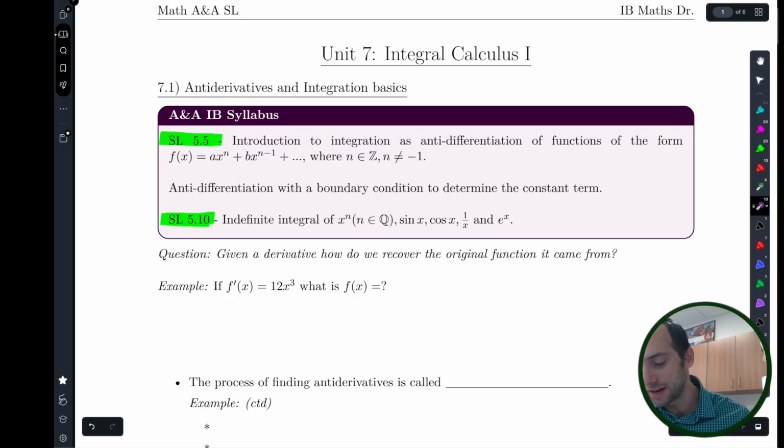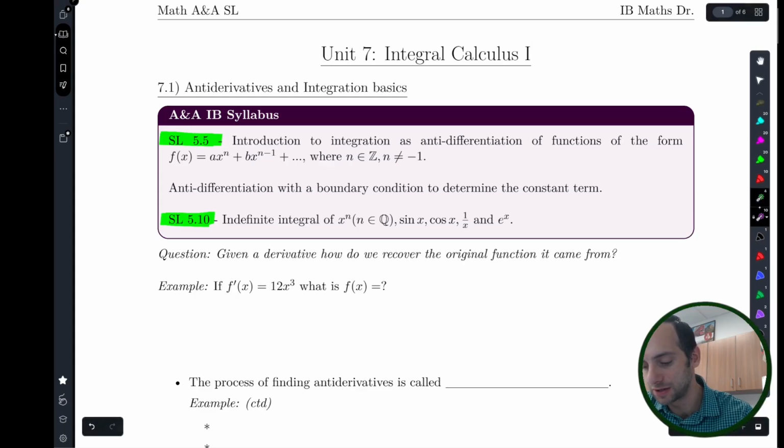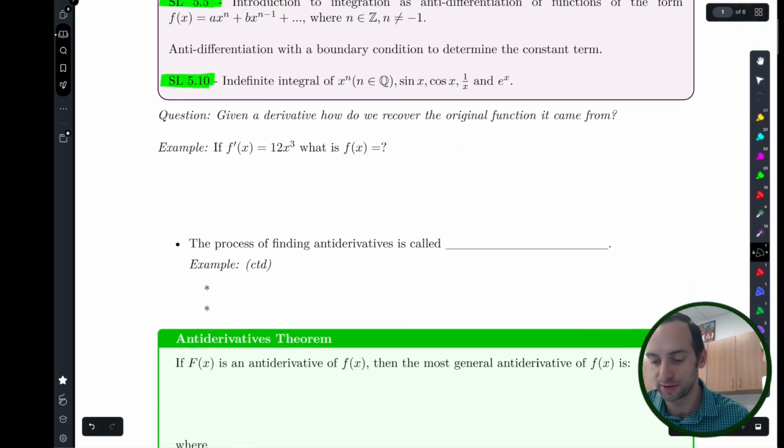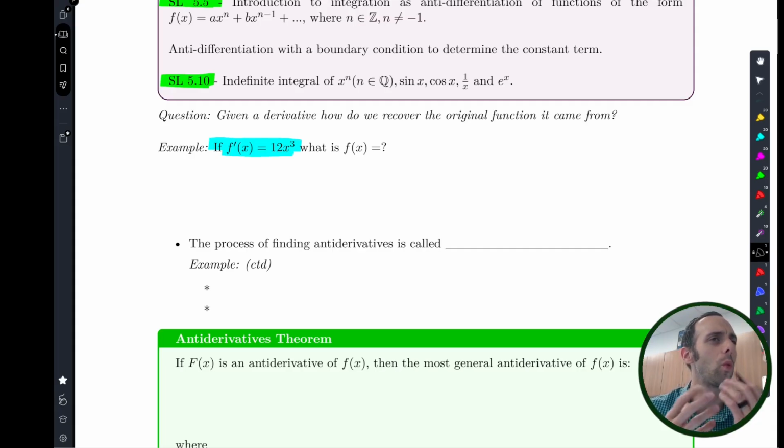But let's get right into it here, looking at this question. Given a derivative, how do we recover the original function that it came from? This is a common starting problem for us, and we want to think about being given a derivative, an f prime of x, and we want to try and find out what function might that have come from. If you think about this for a minute or two, you can kind of start getting the idea of what antiderivatives are.